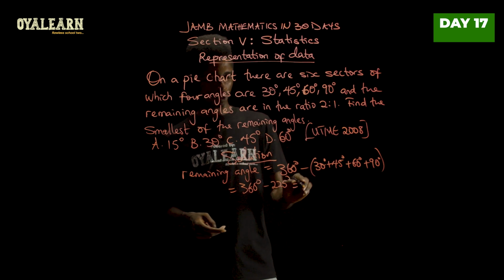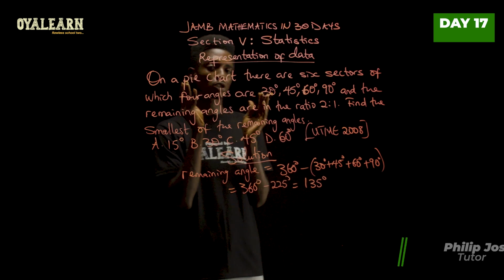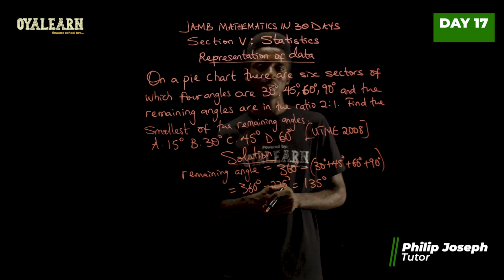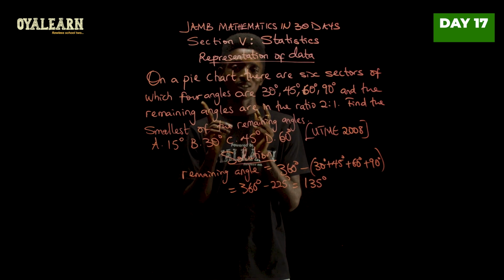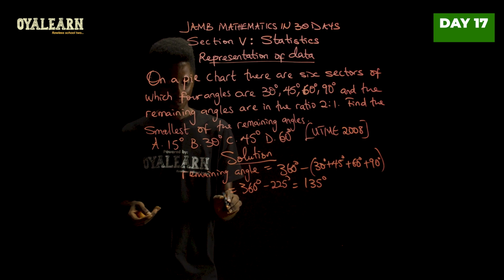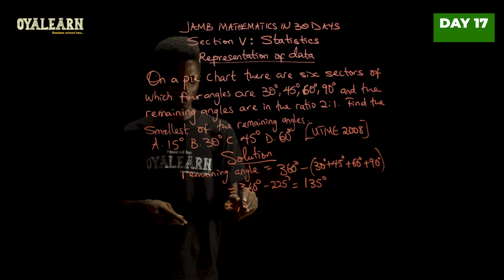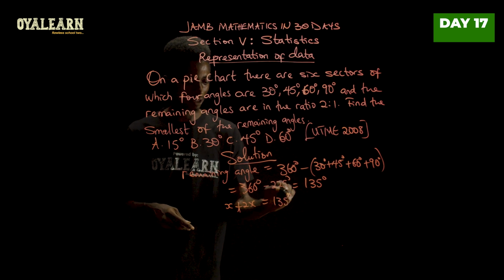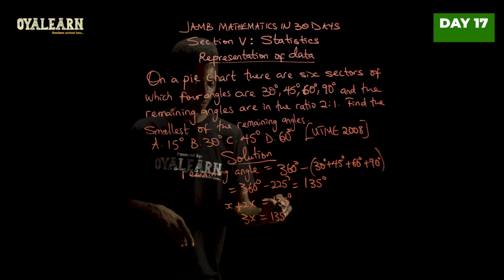And this would give us 135 degrees. So we know that the sum of the two remaining angles is 135 degrees. So in order to find the smallest of these two, what we have to do is to apply the ratio. We know it's 2:1. So if the smallest one is x, then the other one will be twice of it, which will be 2x. That is, x plus 2x is supposed to give us 135 degrees. And when we add this, 3x becomes 135 degrees.